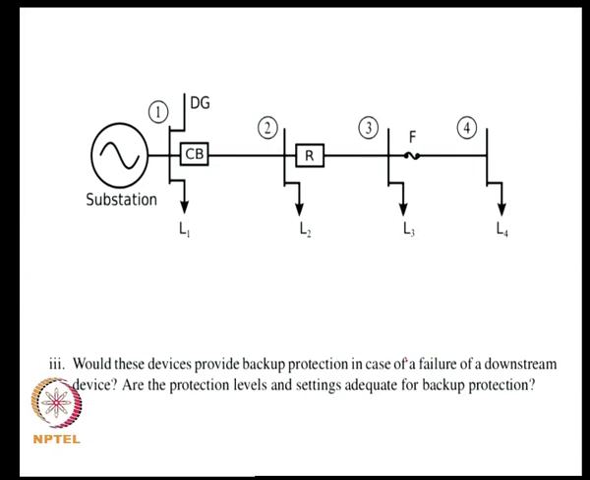So, the next question is would these devices give adequate backup protection? What you could consider is, if for some reason R fails, would CB provide backup protection, in the sense that would zone 1 itself be protected when R fails, and would zone 2 also get some degree of protection, or is there a possibility that faults over here can propagate over to zone 1. Okay. Similarly, if for some reason the fuse fails to melt, would R provide backup protection to zone 3.